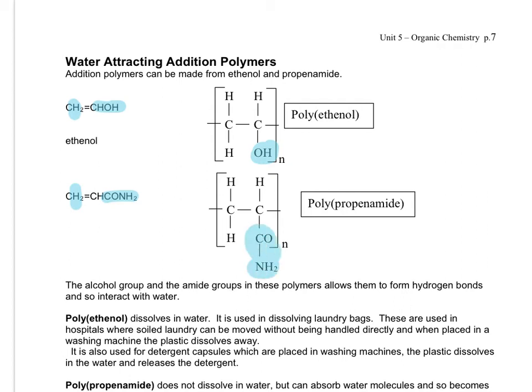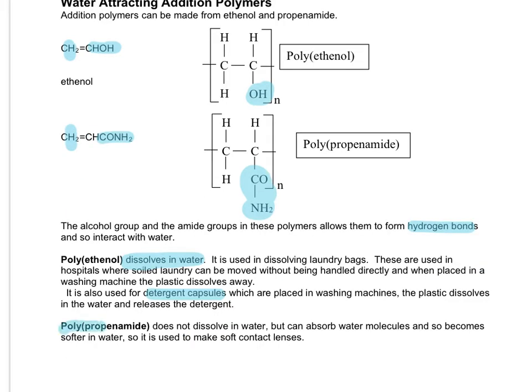Because you have an alcohol group in this example and an amide group in this example here, then you can actually form hydrogen bonds, and so they'll interact with water. Polyethenol will actually dissolve in water and can be used in dissolving laundry bags. It can also be used for the detergent capsules that are around the liquid that you place in your washing machine or that you would put in your dishwasher perhaps. The polypropenamide doesn't actually dissolve, but it can absorb water molecules and become softer in water, so it's actually used to make soft contact lenses.